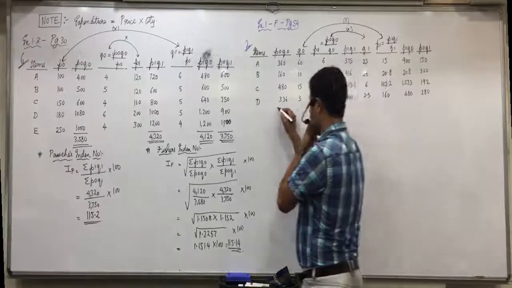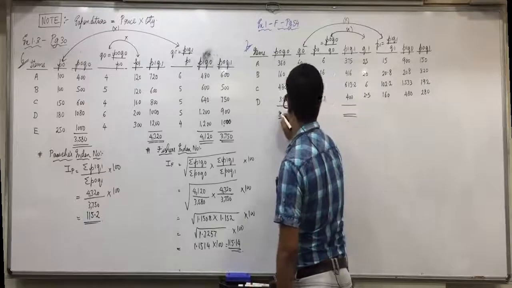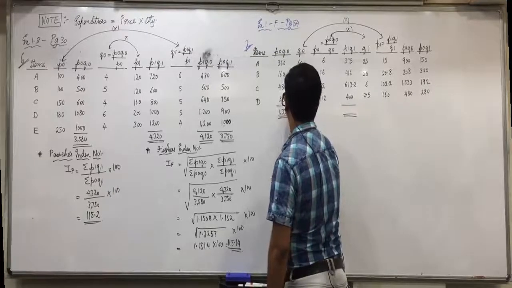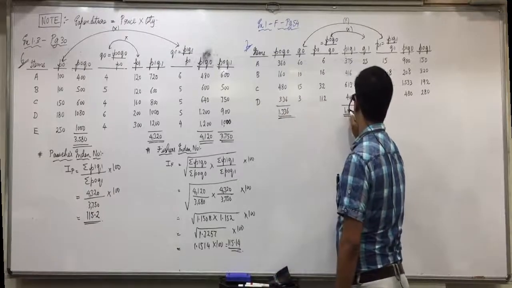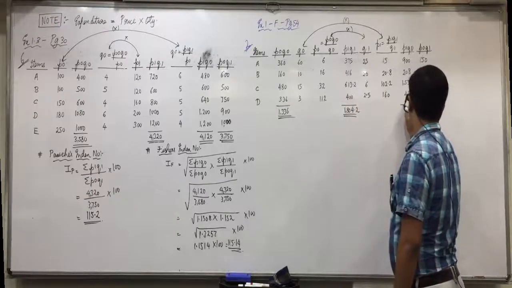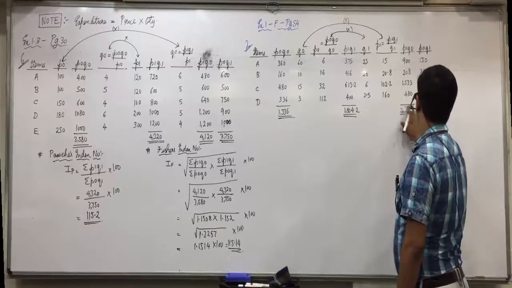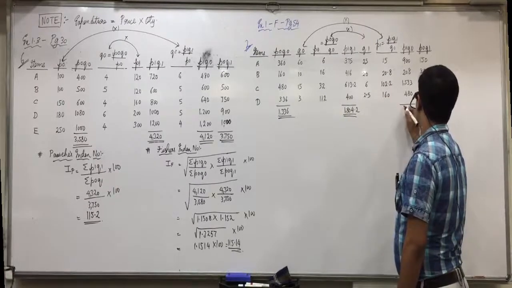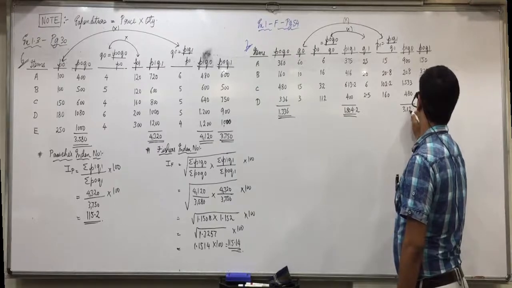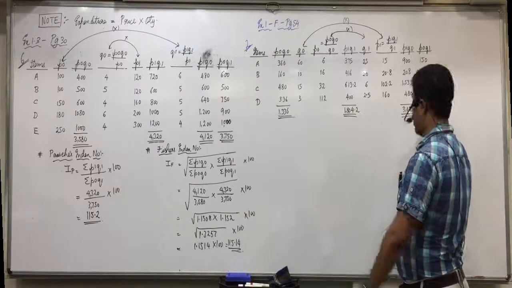Now total of all these four will be required. 1336. 1804.2. 1793. Now 3121. 942.